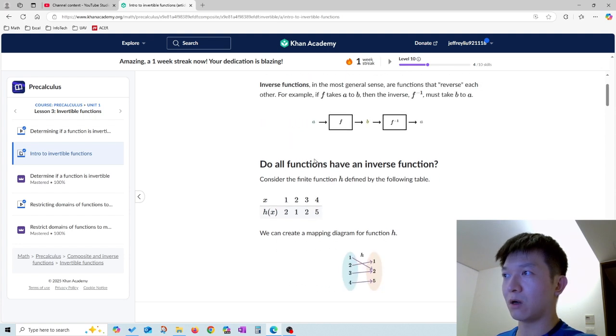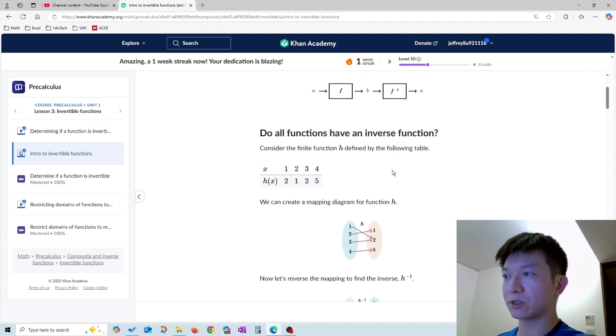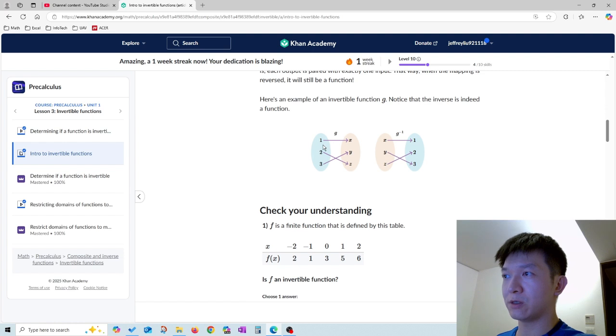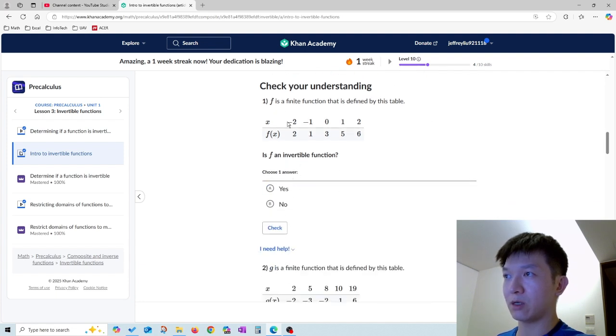Okay, and let's go to this right here. Do all functions have inverse functions? You see here, if it has different x's that point to different y's, then indeed they are still invertible, right? And different x's here, do they point to different y's? Right, they did. Okay, so in fact this is yes.